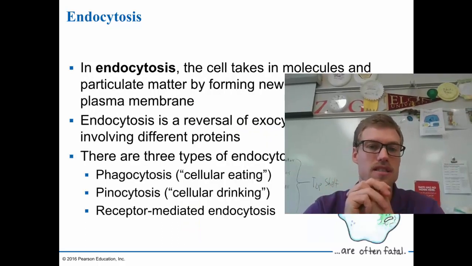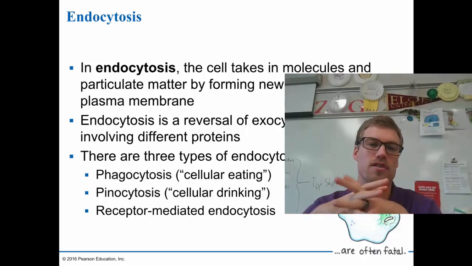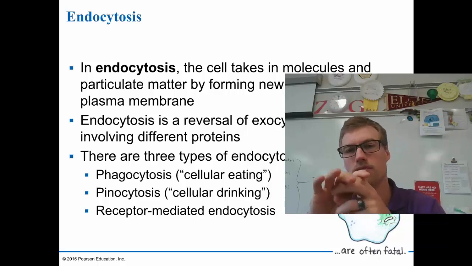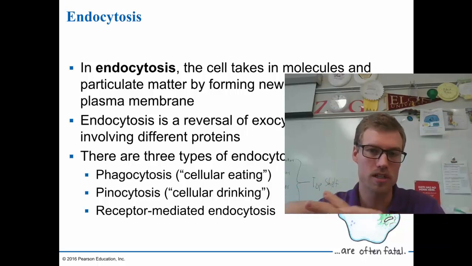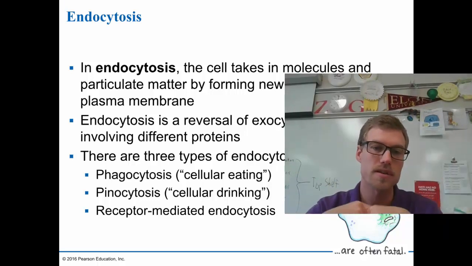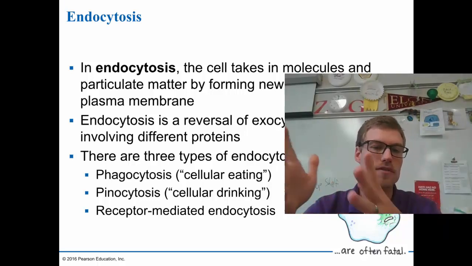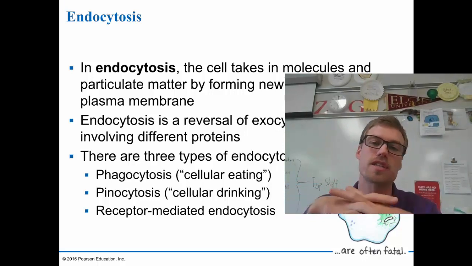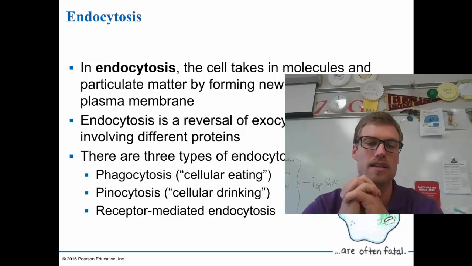With endocytosis, the cell takes in molecules and particulate matter by forming new vesicles from the plasma membrane. And this is a way that a lot of single-celled organisms will consume other organisms. So for example, amoebas will eat other cells by engulfing them and bringing them in through endocytosis. There are 3 different types of this. You're not going to be expected to really know the 3 individual types, but I wanted to make sure that you at least saw them.